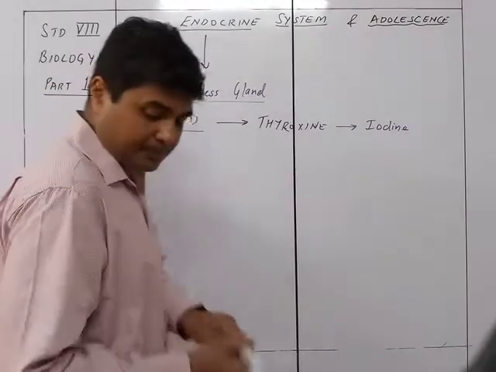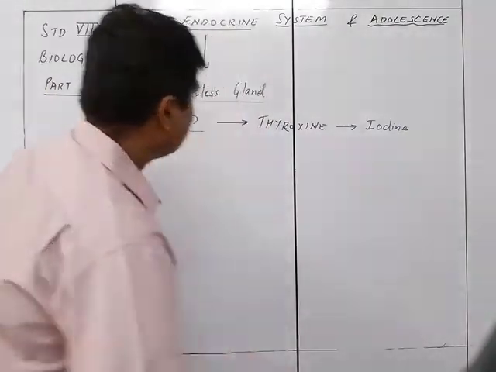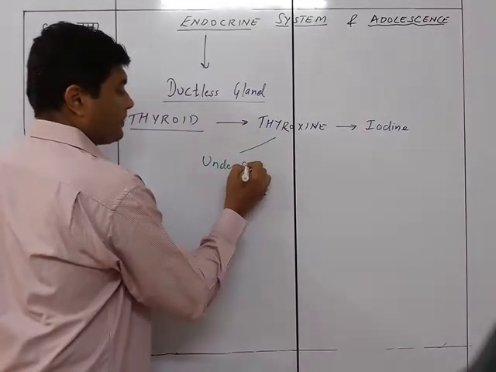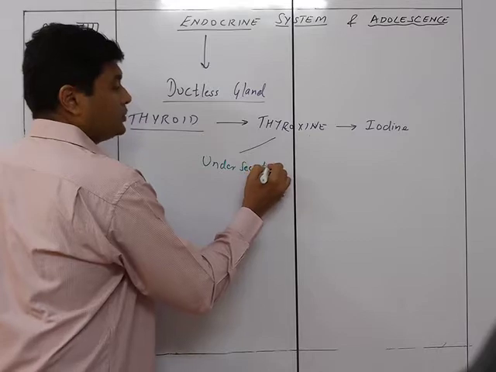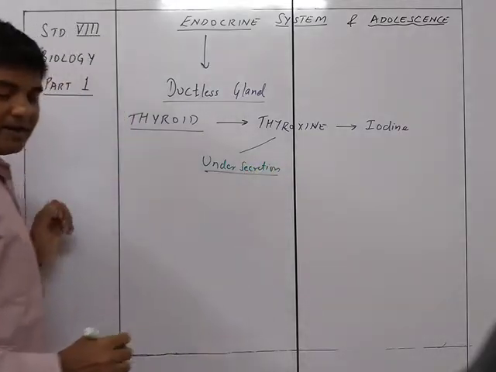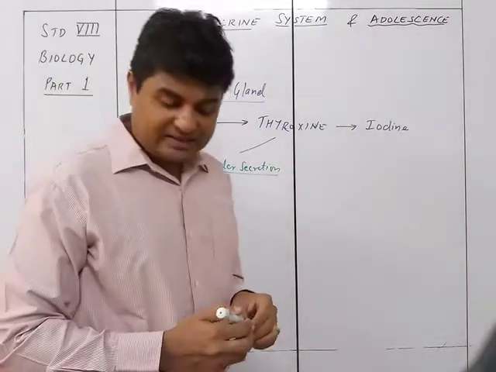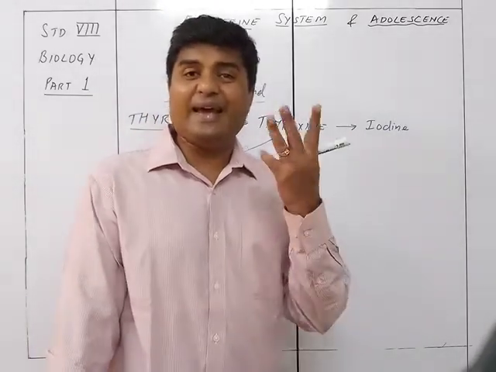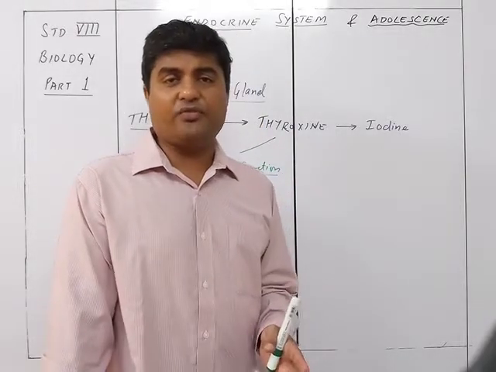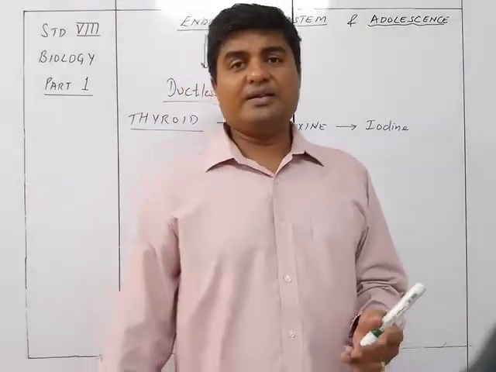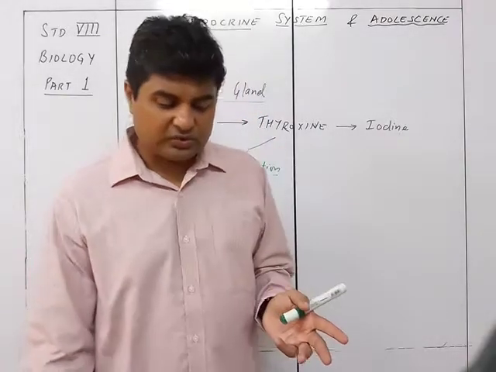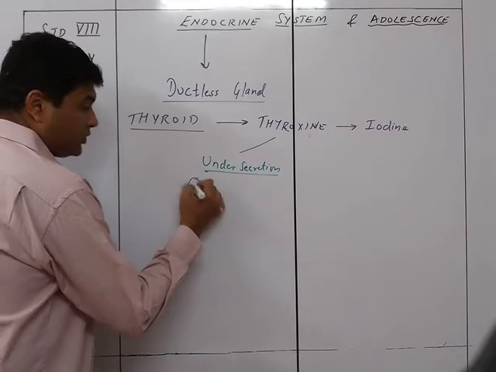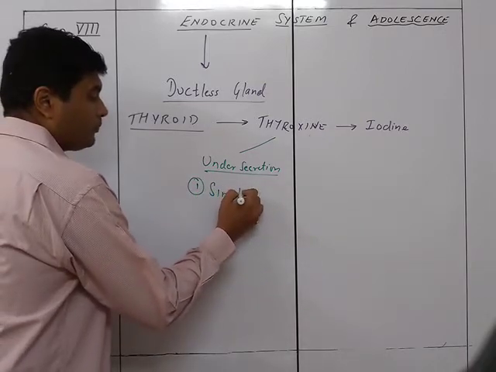So we see that they have given us two things. The first thing is about under secretion. If the secretion is less, it is called under secretion or insufficient secretion. Insufficient secretion of thyroxine causes three ailments. There are three possibilities of disease conditions, body conditions, which could take place. First is simple goiter. So it could be causing simple goiter.